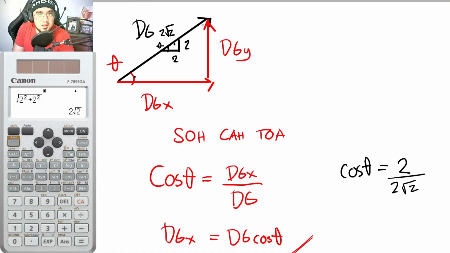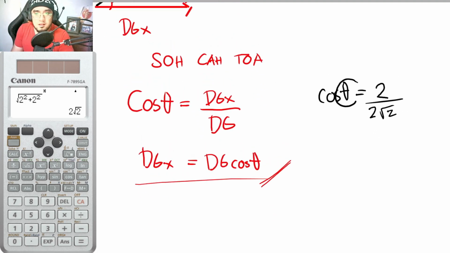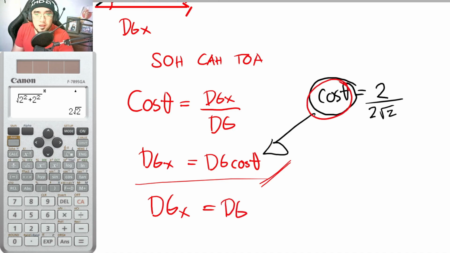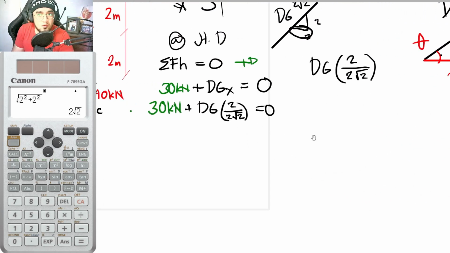Take note, guys, that this triangle here, or the big triangle, has the same angle here. So this angle is the same as this angle. Since this angle is the same as this angle, we can substitute this cosine theta into this equation. So DGX is now equal to DG, and what is the value of cosine theta? Cosine theta is also equal to 2 divided by 2 square root of 2. So that is where 2 square root of 2 came from.